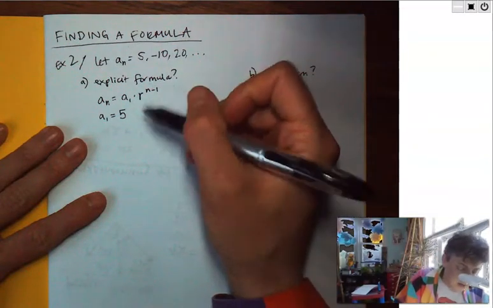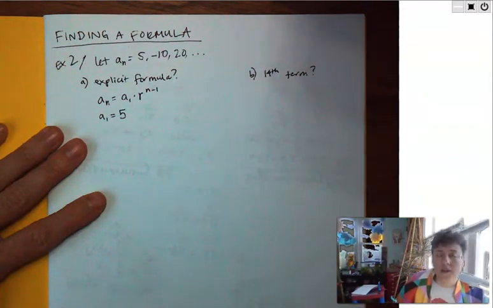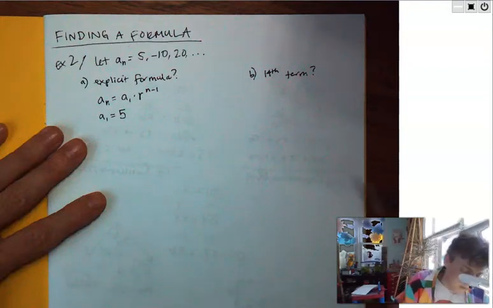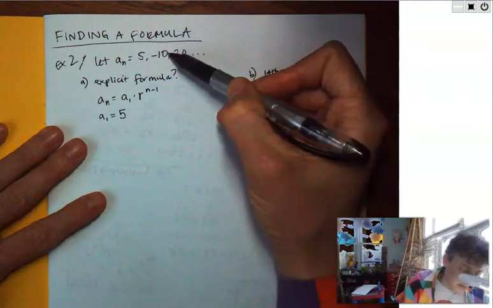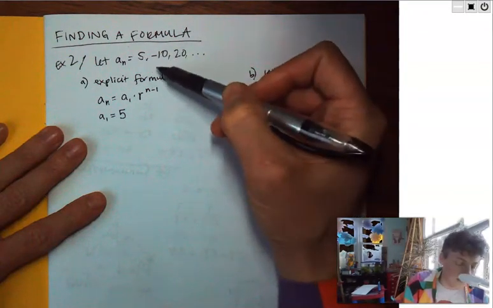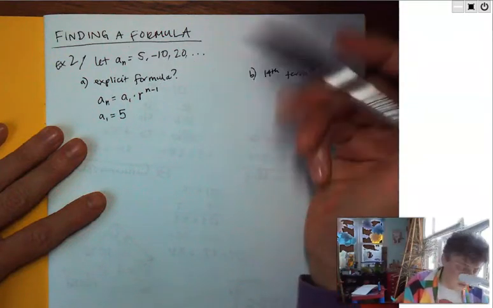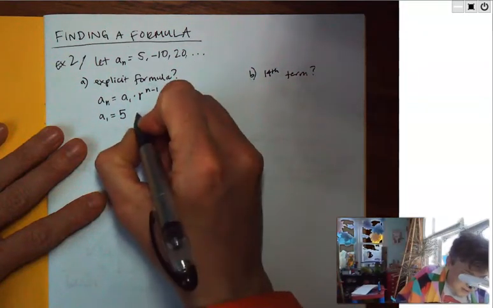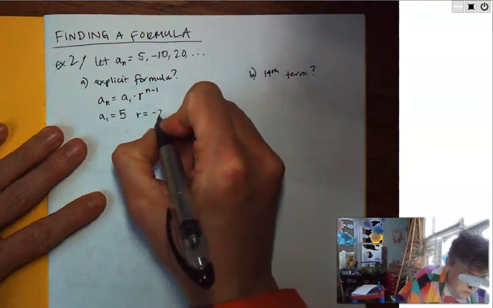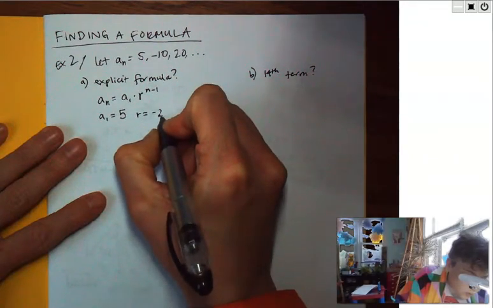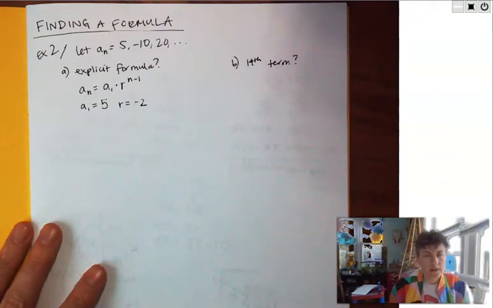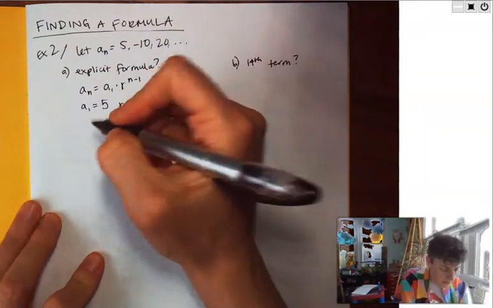The r stands for the ratio between the numbers. So we've got negative 10 divided by 5, that's definitely negative 2. 20 divided by negative 10, that's definitely negative 2. Okay, cool. Great. r is negative 2.